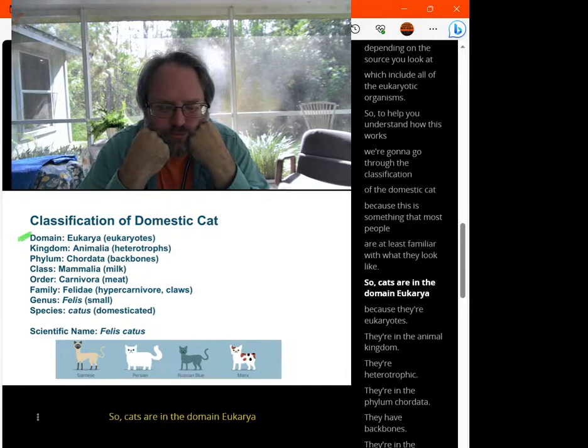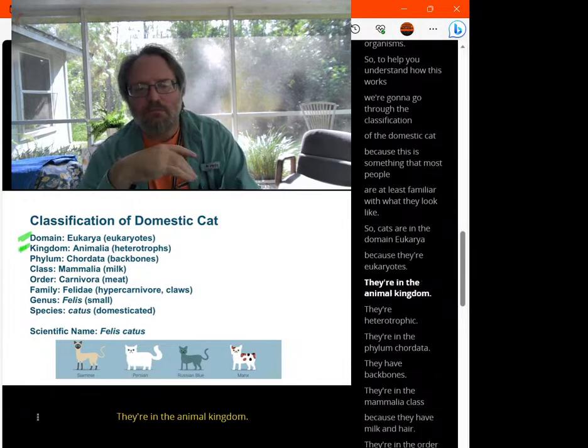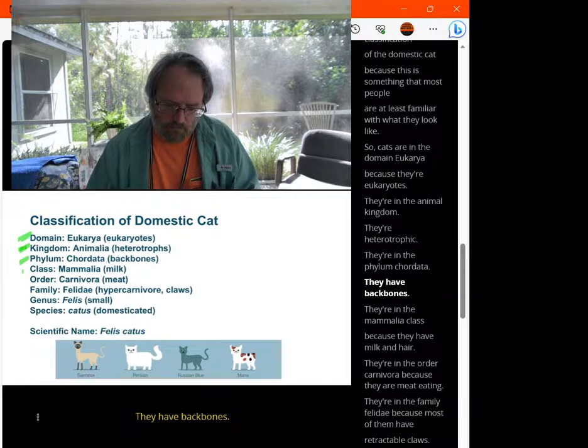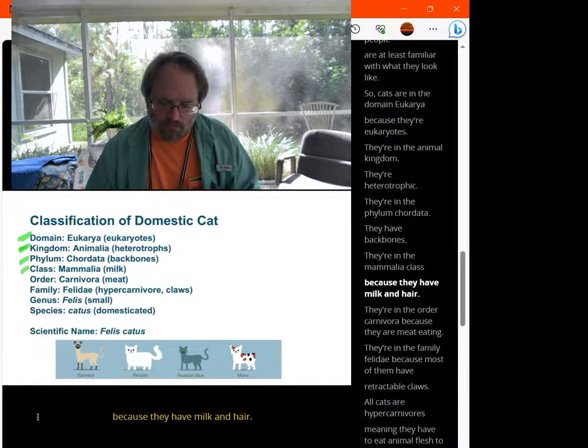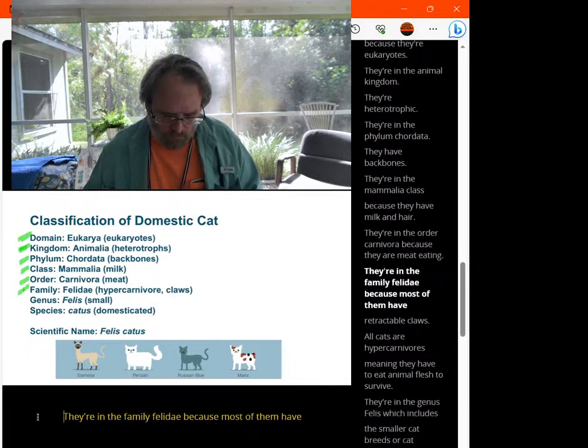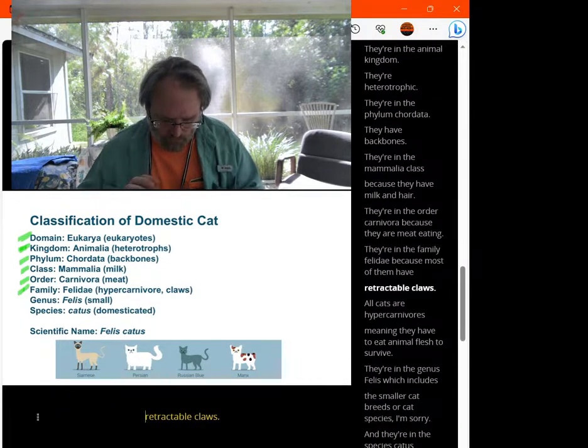So cats are in the domain Eukarya because they're eukaryotes. They're in the animal kingdom, they're heterotrophic. They're in the phylum Chordata, they have backbones. They're in the Mammalia class because they have milk and hair. They're in the order Carnivora because they are meat-eating. They're in the family Felidae because most of them have retractable claws.